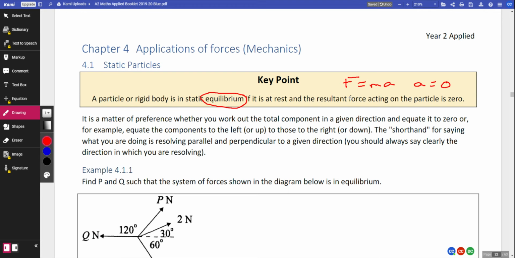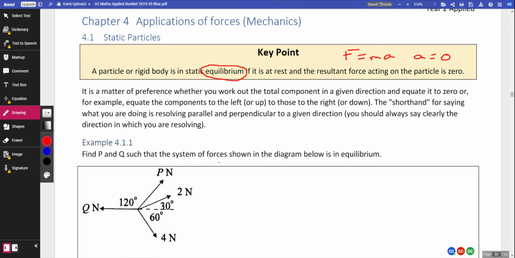There's a number of different ways to tackle this question, so it's up to you whether you decide to go along a certain direction or whether you just decide to go horizontal and perpendicular. Basically, the two directions that you choose need to be perpendicular to each other for this to work, which is exactly the same as the inclined planes and pulleys that we've seen previously.